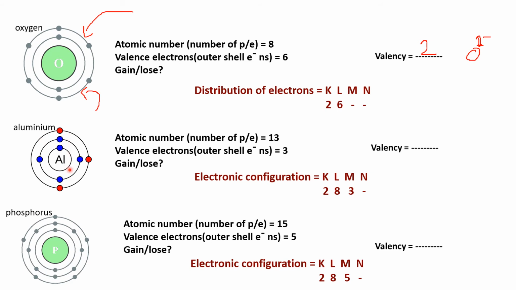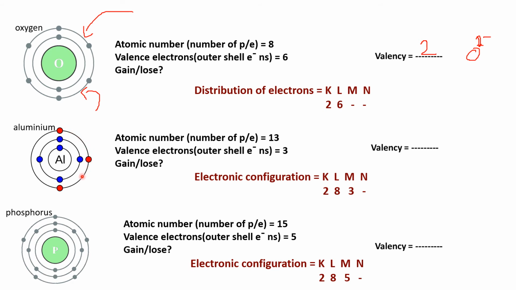Aluminium. So aluminium, the atomic number is 13. That means the number of protons or number of electrons. So 13 electrons are revolving around the nucleus, 2 in the K shell, 8 in the L shell, and 3 are in the outermost shell. The second shell contains 8 electrons, and the third shell contains 3 electrons. So we have to concentrate on the valence shell only. So here 3 electrons.